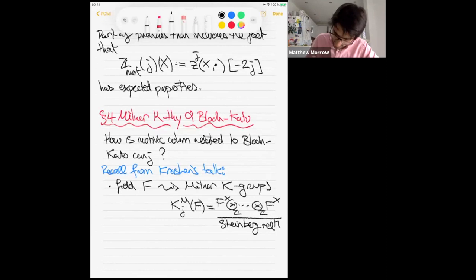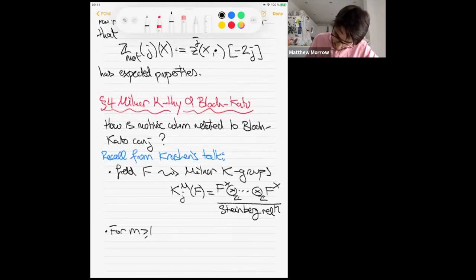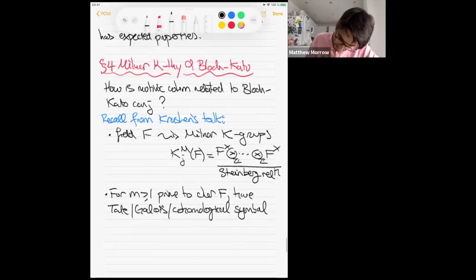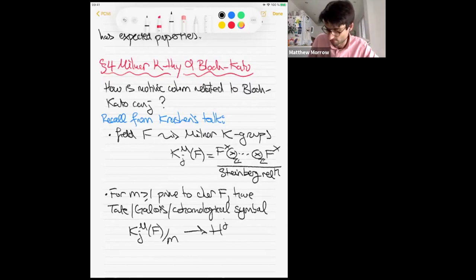And Tate then showed that for an integer M prime to the characteristic, we have the so-called Tate or Galois or cohomological symbol from the Milnor K group, I might as well go mod M, into the Galois cohomology. Namely into the H^J with coefficients in the Jth Tate twist.